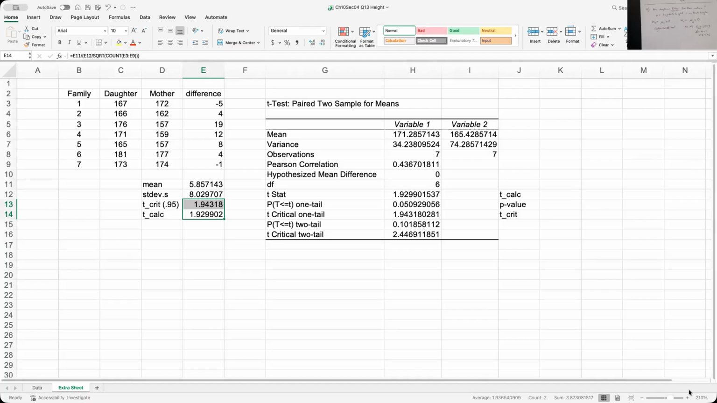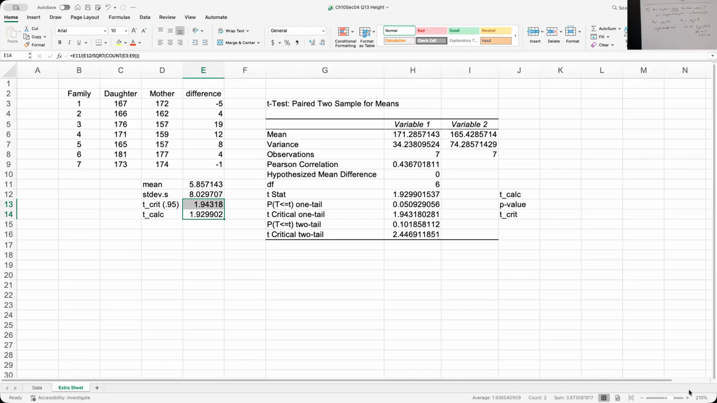I'm trying to make your lives easier by doing the work for you. But if you can't interpret what the computer spits out, I mean, we don't have to reject. I don't reject the null hypothesis. It's really a close call. But in this case, this evidence does not support the idea that daughters will be taller.